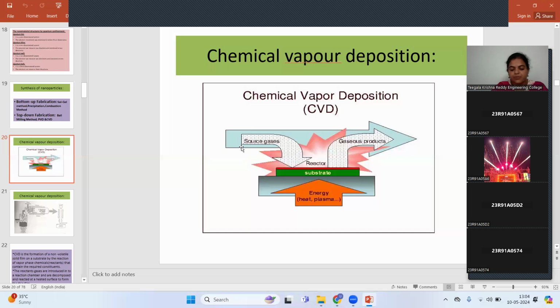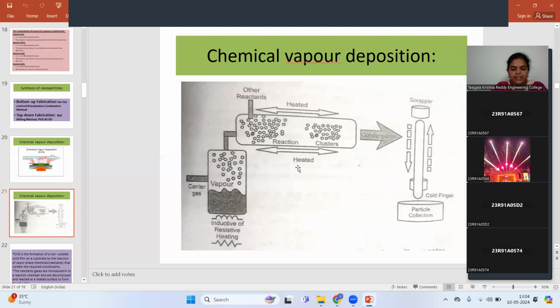It is heated to form a gas and allowed to deposit on a solid surface by condensation under high vacuum conditions. Here is the procedure to synthesize the nanoparticles. First, the metal organic precursor is introduced into the hot zone of the reactor.